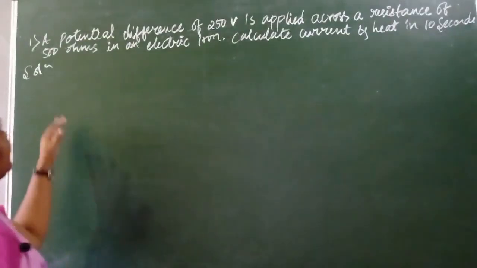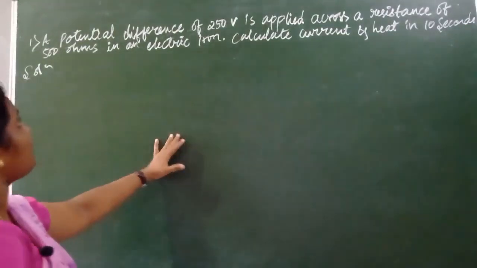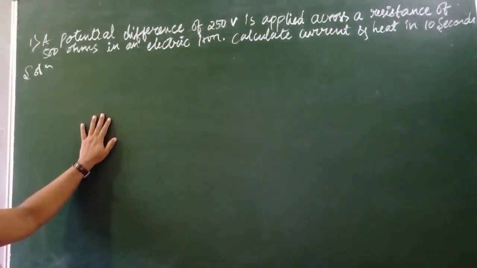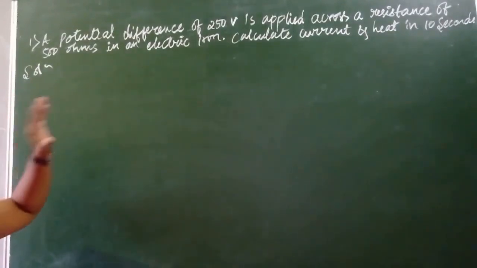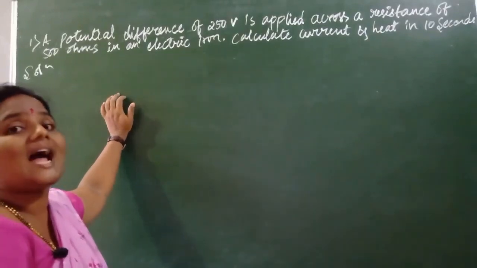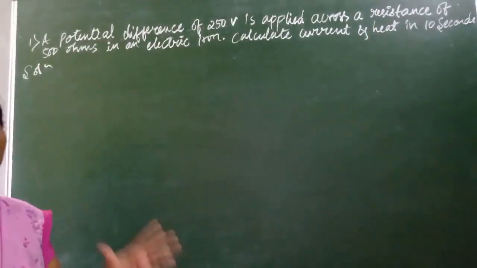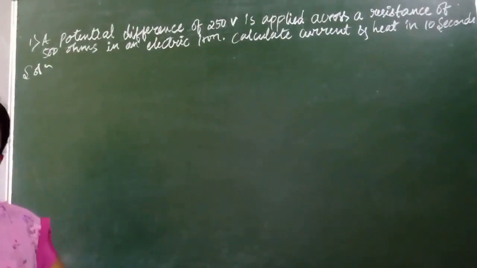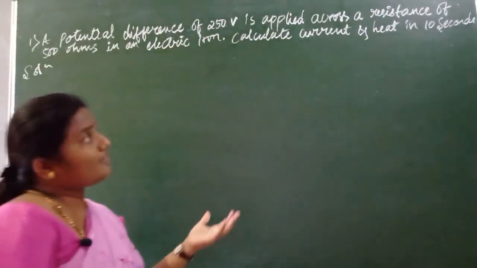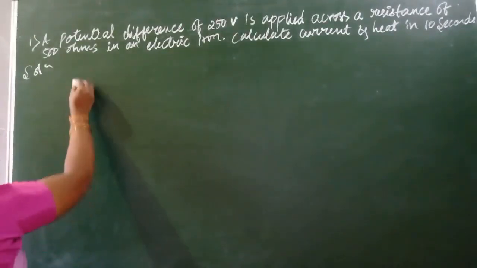The question is that a potential difference of 250 volts is applied across a resistance of 500 ohms in an electric circuit. Means suppose 250 volts of energy is supplied to the resistor having a resistance of 500 ohms, then calculate the current and also the heat produced in what amount of time, children? In 10 seconds of time. So what are the given things, children?